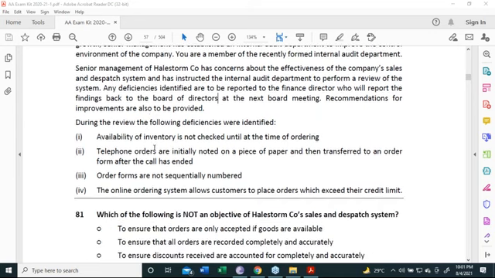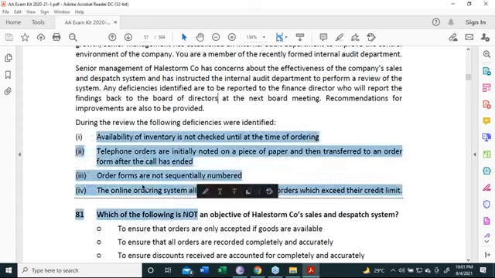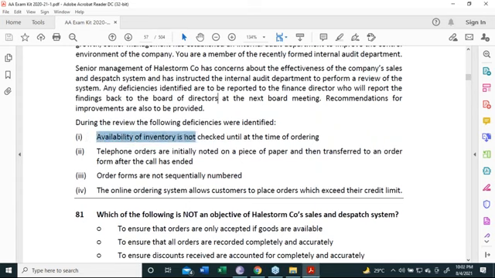During the review, the following deficiencies were identified. So here are the deficiencies. Availability of the inventory is not checked until the time of ordering. So once we receive an order, we don't check the availability of inventory and we simply accept the order. Telephone orders are initially noted on a piece of paper and then transferred onto an order form after the call has ended. So there could be a mistake when we are writing this, or we might forget to write it, or we might make some manual mistake.